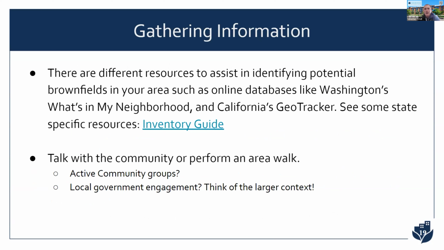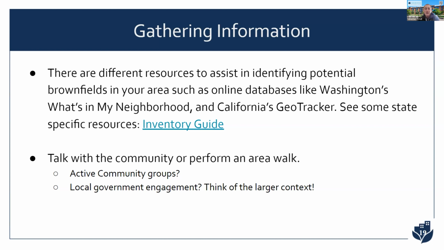To find where the brownfields might be, a great resource would be some online databases. Oftentimes, brownfields have a regulatory history, so things like Washington's What's in My Neighborhood, or California's GeoTracker. These are great places to start. We describe some more of the state-specific resources in the inventory guide, but we want to continue to grow this. So please let us know if you have any more that you think we should add to the list.